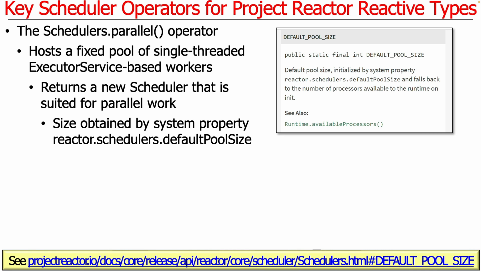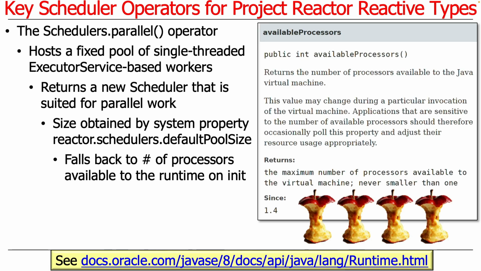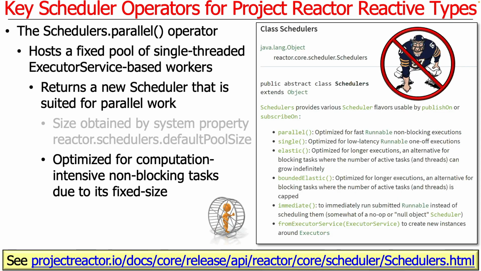The size obtained by this is set by a system property called Reactor Scheduler's default pool size. So you can override that if you need to, but by default, it will be the number of processors available to the runtime when the application is initialized, when the process starts up, which is typically the number of cores. It's kind of funny. There's this thing called available processors, which really is available cores. And that's what it's going to default to. So if you have 4 cores, it'll have 4 threads in the parallel thread pool.